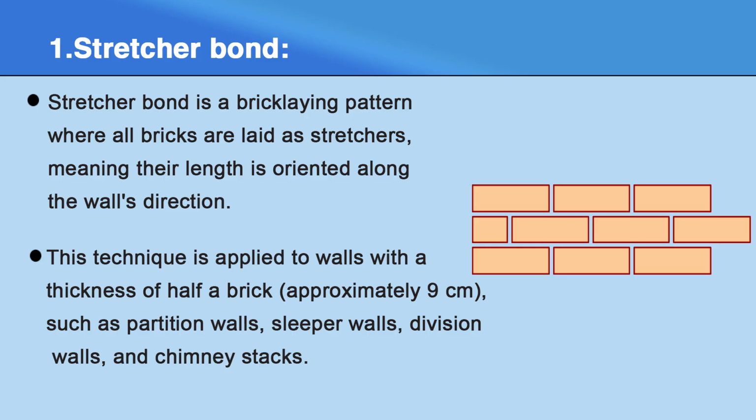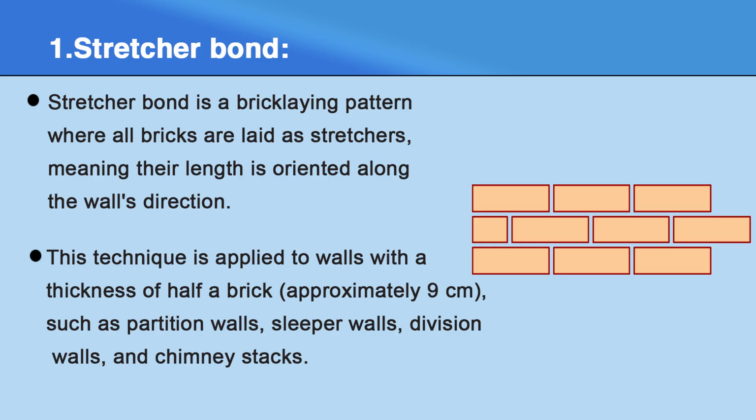This stretcher bond is mostly employed in walls with a thickness equivalent to half a brick. Half a brick means approximately 90 mm, or in inches we take it as 3.5 inches. Such walls are often non-load bearing and serve specific purposes including partition walls. So, they are non-load bearing, the most common being partition walls.